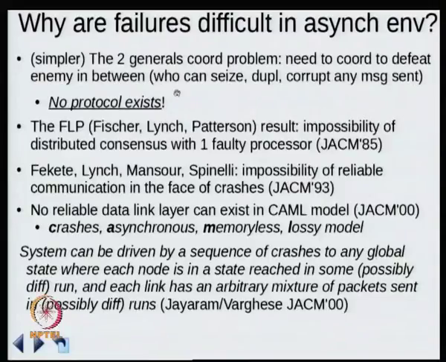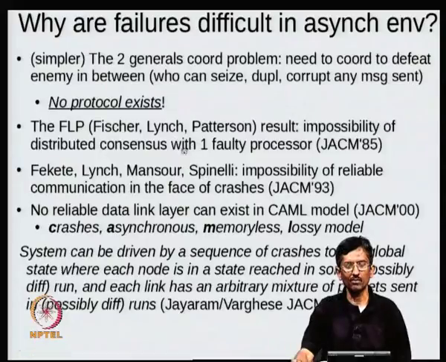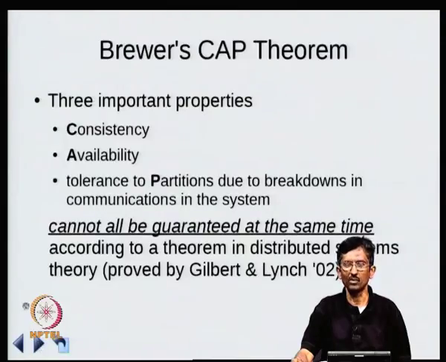For example, we briefly looked at the two generals problem. We just looked at the kind of problems that will be there. I just mentioned something about the FLP result, and the fact that you can't even have reliable communication in the face of crashes. Various interesting results show that there are some problems. We also briefly looked at the CAP theorem, which tells you that certain things are not possible. For example, you can't have consistency, availability, and tolerance to partitions at the same time.